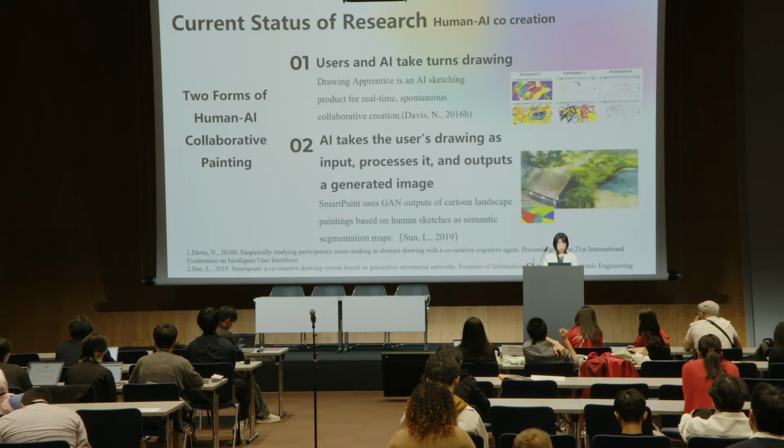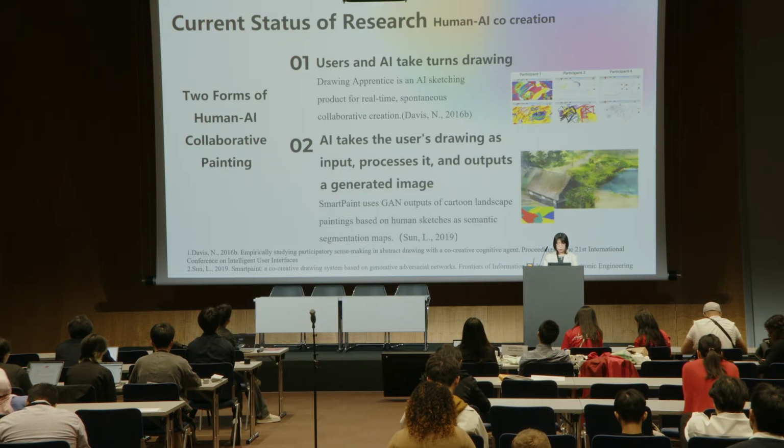For human-AI collaborative painting, there are 2 forms. First, the user and AI take turns drawing, where AI sketches in real time and the AI and the human take turns drawing. The second form is that AI takes the user's drawing as input, processes it, and outputs a generated image.